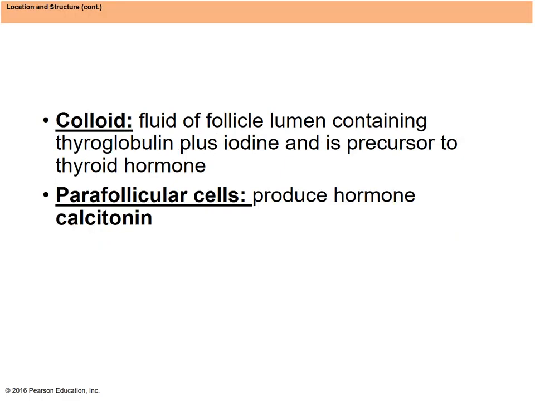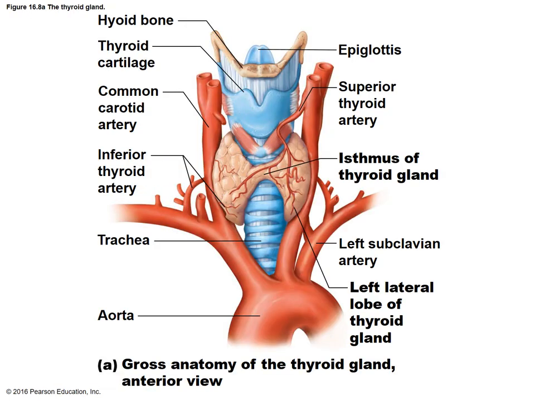Within the lobes, you have various cells, such as the parafollicular cells that are producing the hormone calcitonin, and the colloid, which is the fluid that contains thyroglobulin plus iodine, the precursor to the thyroid hormones. In this diagram, it is showing the relative location of the thyroid, just below the larynx, in front of the trachea, above the aorta, how it's wedged in there. And you can also see that classic butterfly shape to it.